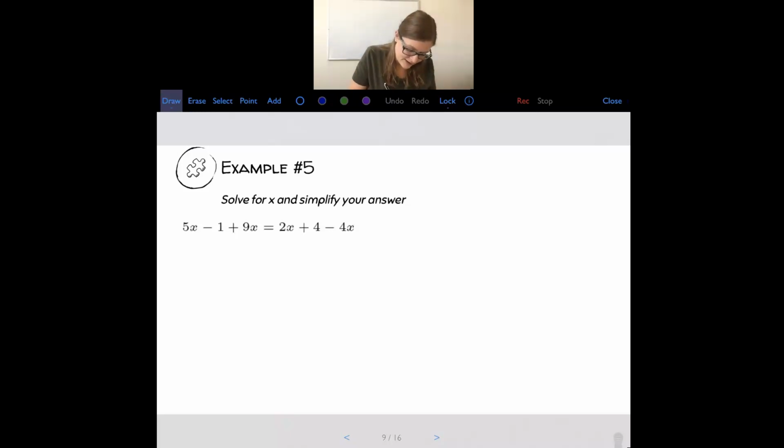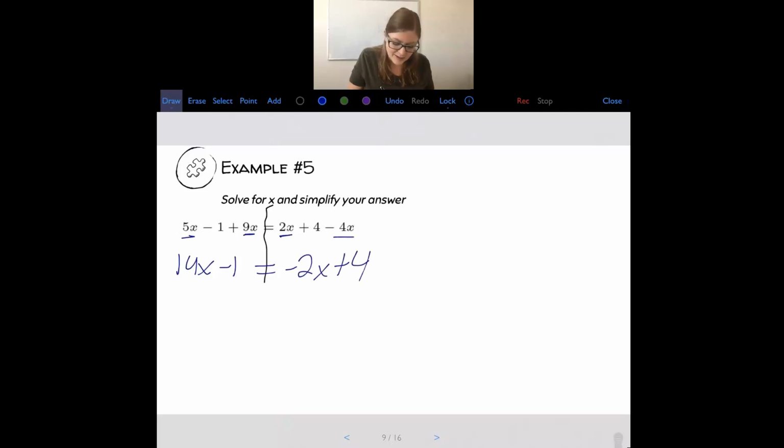Okay, so for instance, I'm going to draw the line down the middle again. So if I have 5x minus 1 plus 9x on one side, the 5x and 9x can combine to 14x minus 1. Okay, so notice I didn't change any signs there. I just combined the like terms. Same thing on the right-hand side. 2x minus 4x is negative 2x plus 4. Again, this became a negative 2x because I combined like terms.